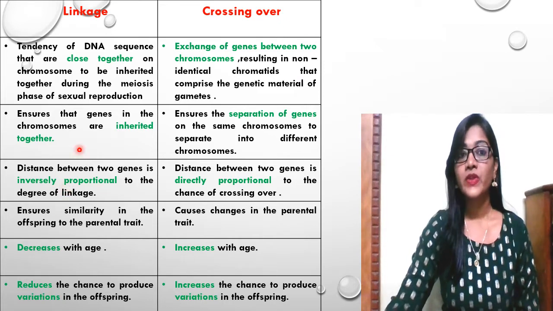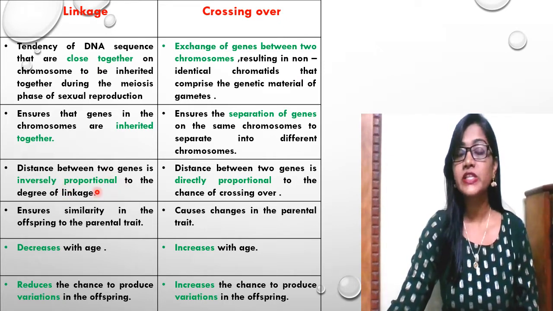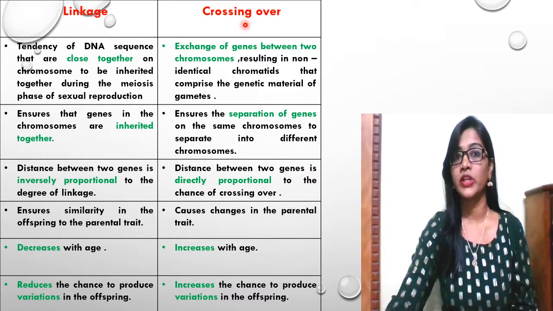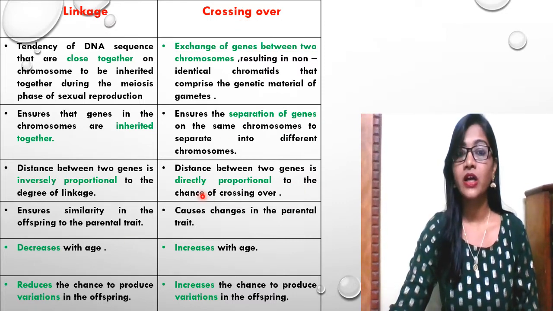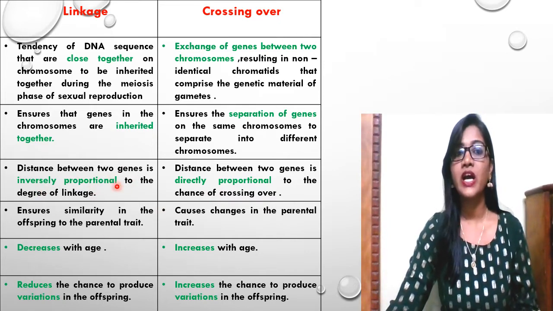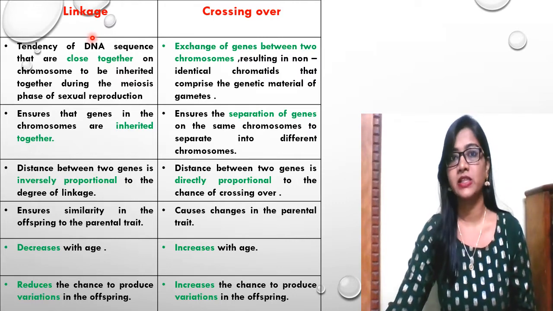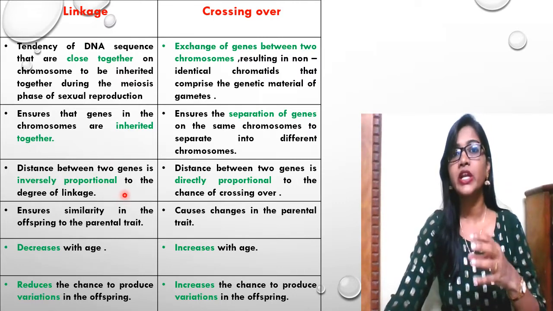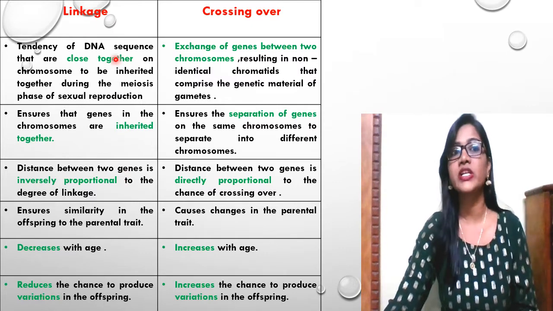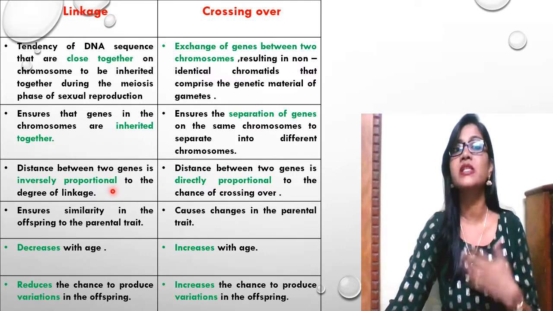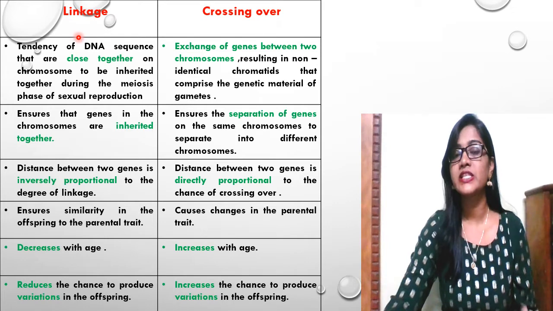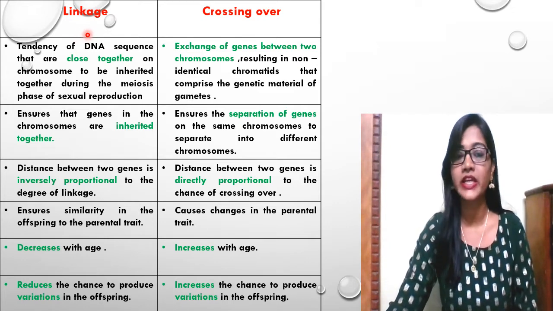In linkage, the distance between the two genes is inversely proportional to the degree of linkage. Okay. In case of crossing over, the distance between the two genes is directly proportional to the chance of crossing over. So the distance here, we are talking about the two genes, if they are far, the linkage will be less. Okay, if the genes are situated near to each other, then the distance is less, but the chances are more that the genes will express themselves together. That is, linkage is more.